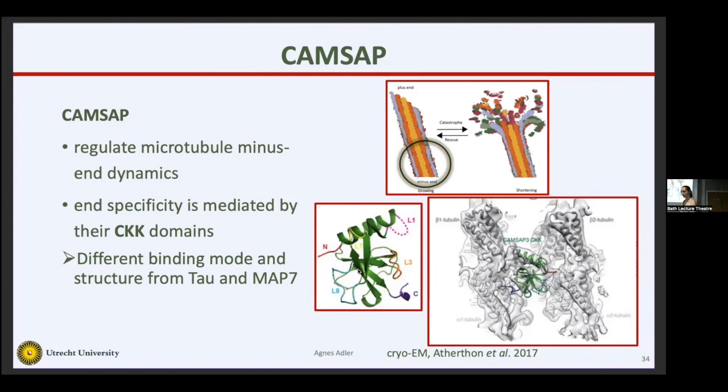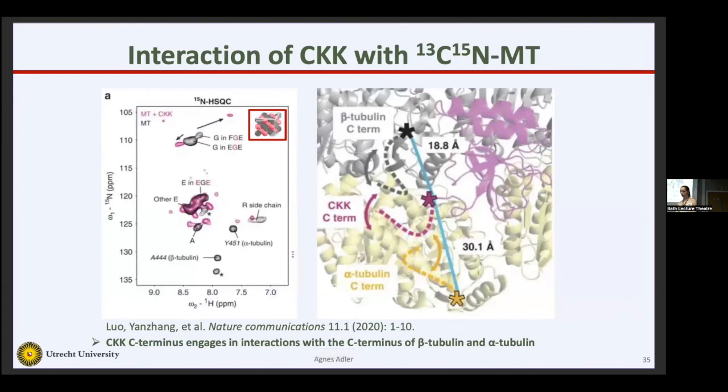You can see it here. It is quite globular and has a high beta sheet content, which already differs it largely from the other 2 MAPs that I am studying. So MAP7 with the high alpha helical content, and tau that is intrinsically disordered. And also the binding mode of CAMSAP is really different from the other 2 because it's not binding along the protofilament, but it is binding in between 4 tubulins.